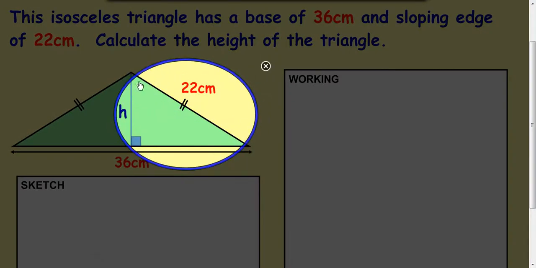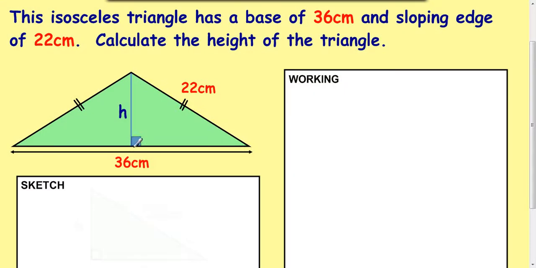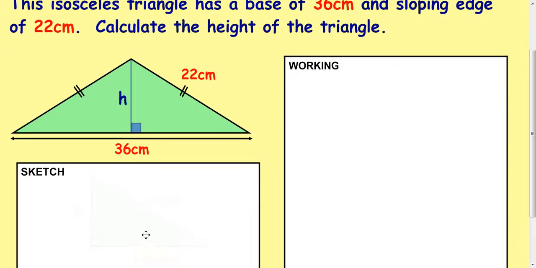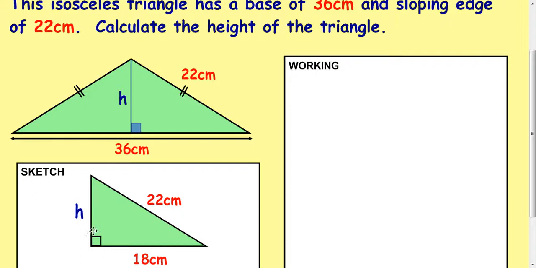So we want H, we know 22. If we know this bottom bit, then we've got a right angle triangle with two sides on it. We can easily calculate the other side using Pythagoras. So can we calculate the bottom of this? Well, yes we can, because since it's isosceles, this side will be half of that side, it's symmetrical. So half 36 and you're going to get 18. So let's draw that out. So we've got a right angle triangle with 22, 18 and H.